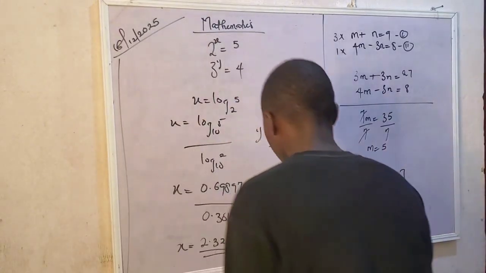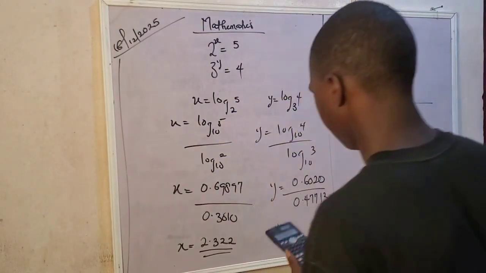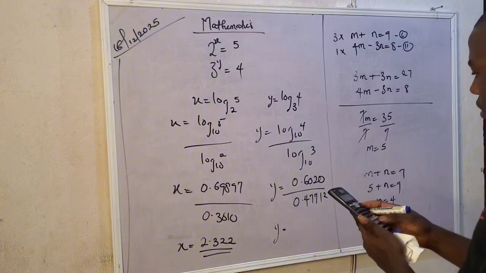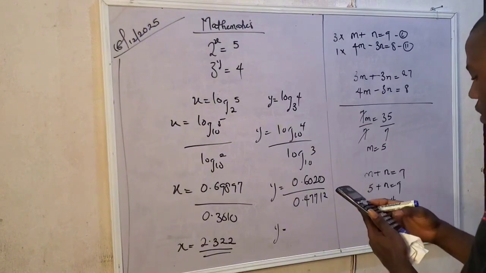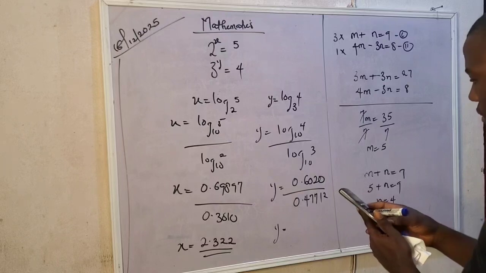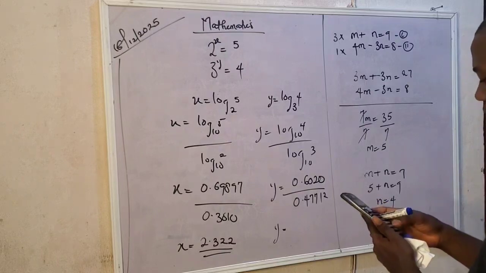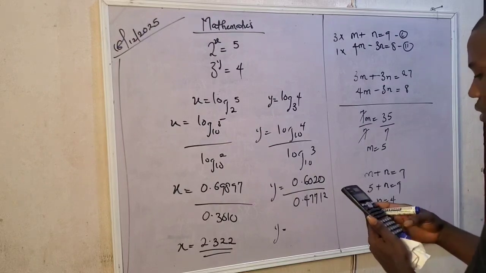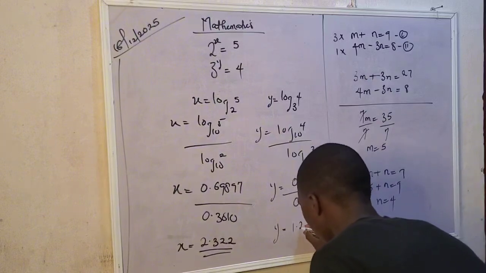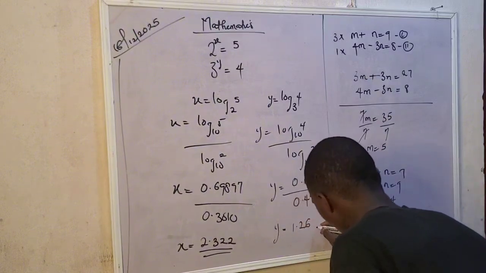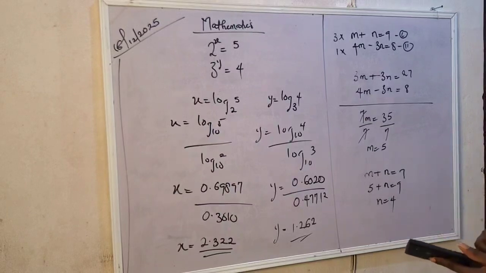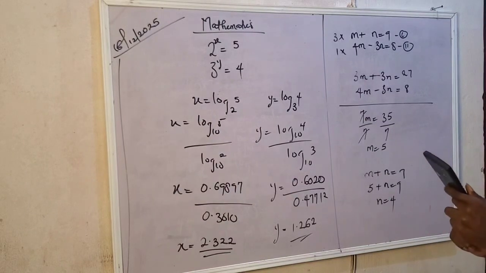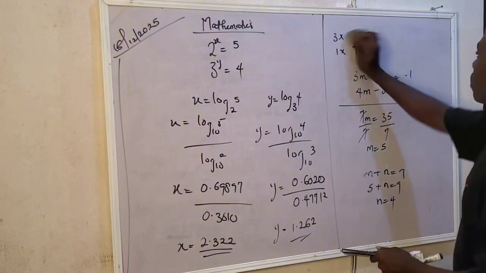And for our y, our answer becomes 0.6020 divided by 0.477. So it becomes 1.262 if I approximate. So now we've gotten our values for x and y. You can see it's very easy. So let's go to our next question.